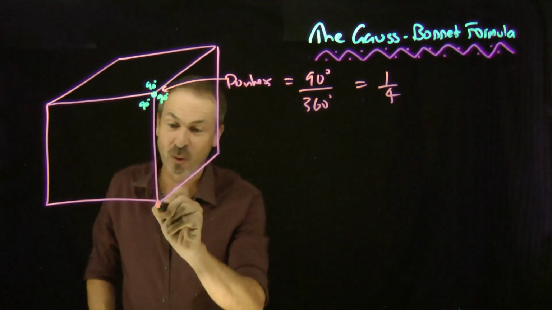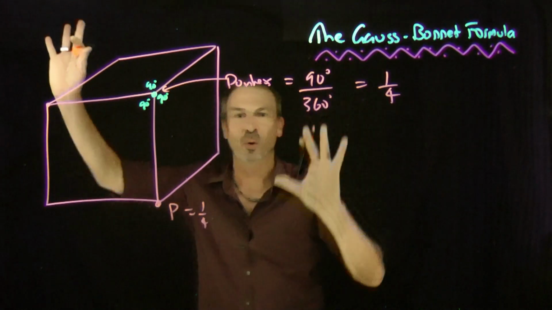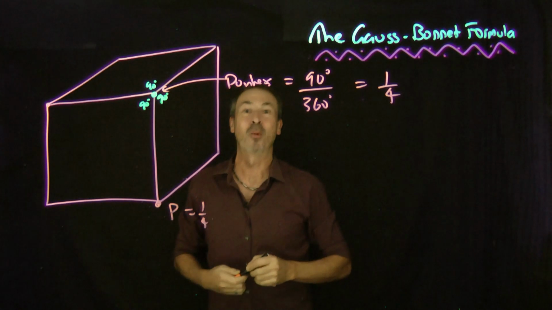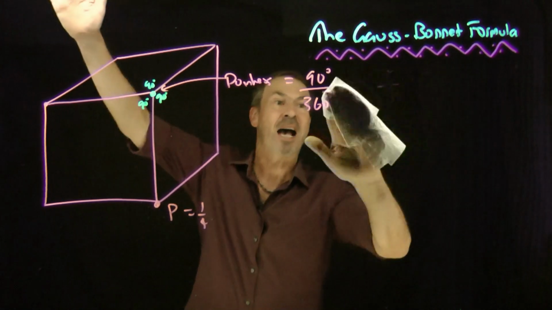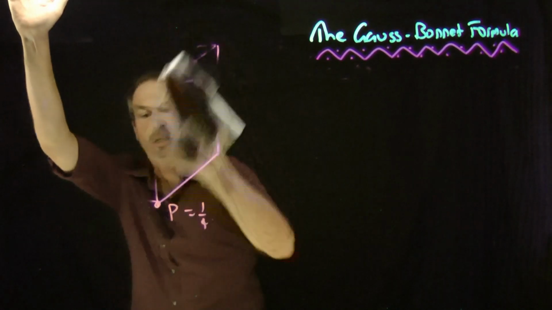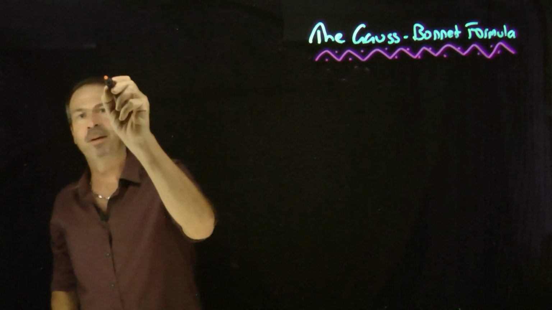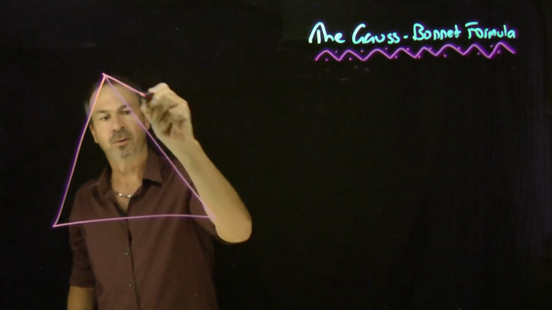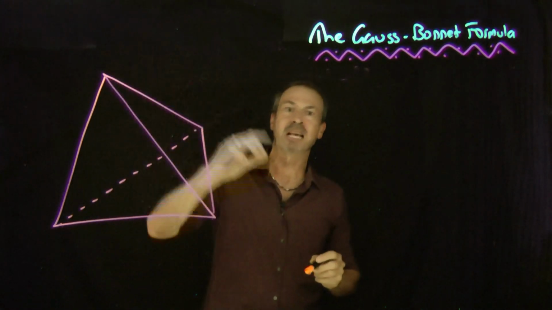By the same token, this corner also has pointiness equal 1/4. This corner has pointiness 1/4, 1/4, 1/4. All the pointinesses of a cube are 1/4. But actually now I've done that, I can play the same game with other shapes. For example, if I took a regular tetrahedron, 4 triangular faces making a 3-dimensional shape. Here goes. There we go. So it's nice equilateral triangles everywhere.